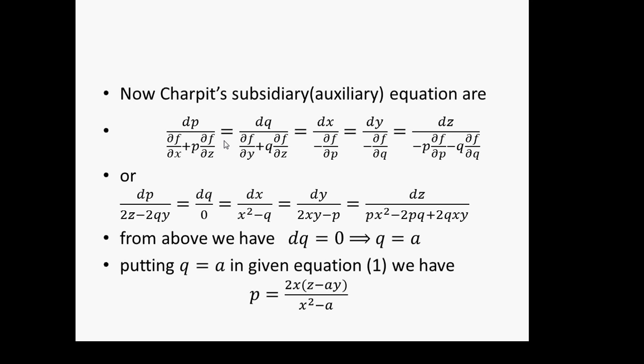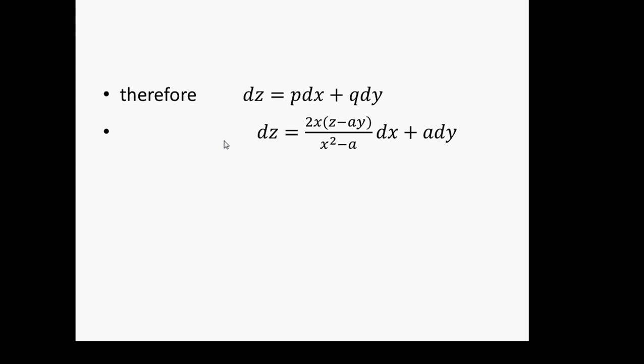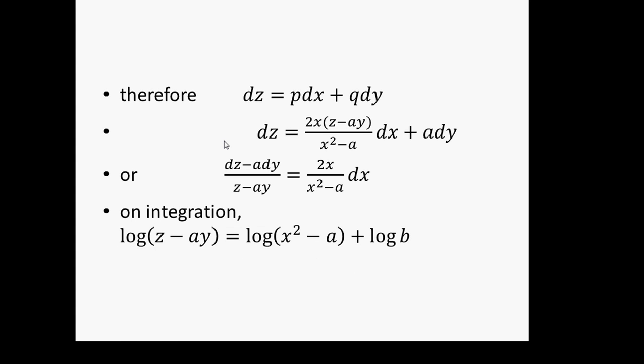Now putting these values of p and q in the equation dz = p dx + q dy, we have dz = (2x(z - ay)/(x² - a)) dx + a dy. Now to integrate this relation, we write the equation in this form: we take a dy from the right-hand side to the left-hand side and divide by z - ay.